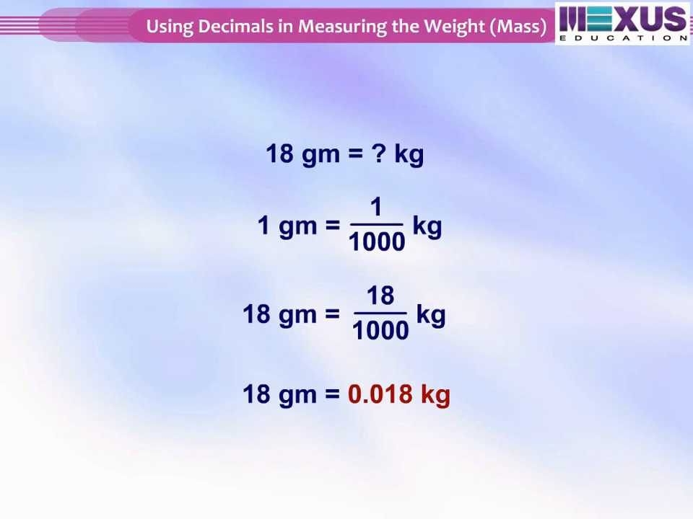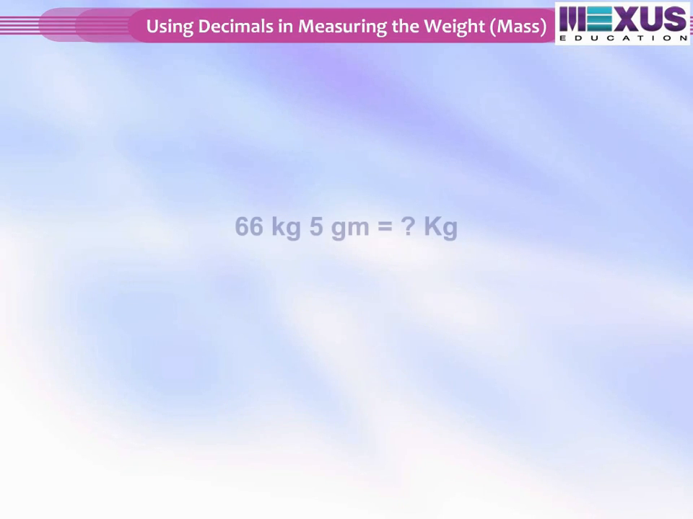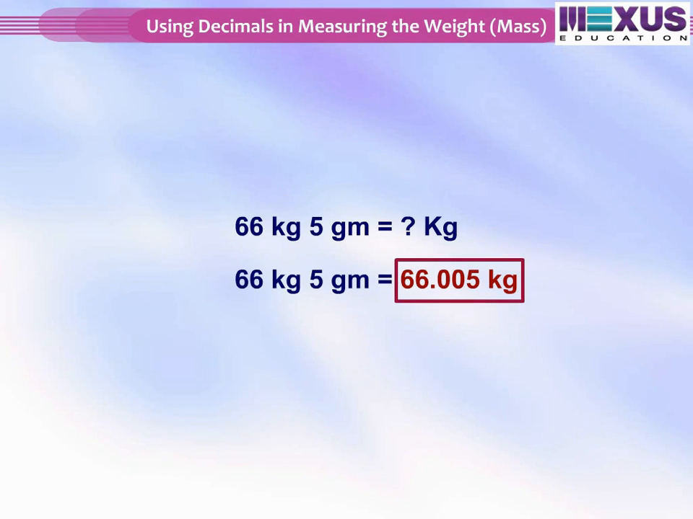For instance, let's see 18 grams is equal to how many kilogram? We know that 1 gram is equal to 1 by 1000 kilograms. So, 18 grams is equal to 18 by 1000 kilograms. Hence, 18 grams is equal to 0.018 kilogram. Can you now show 66 kilograms 5 grams as kg using decimals? It will be 66.005 kilograms.